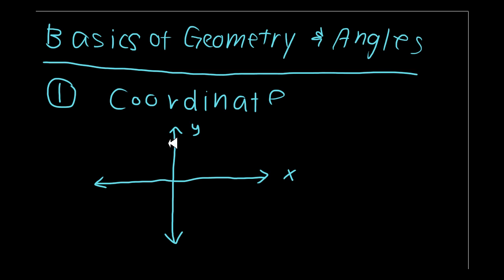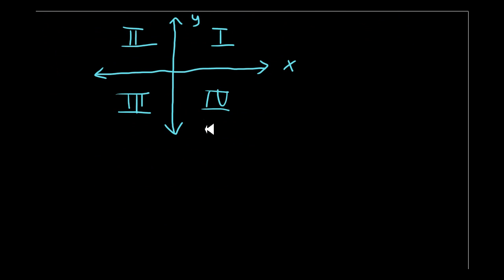You know how there are kind of four little squares? We call these quadrants. This is the first quadrant, this is the second quadrant, this is the third quadrant, and this is the fourth quadrant. So it kind of goes like a circle, you know? It goes counterclockwise.